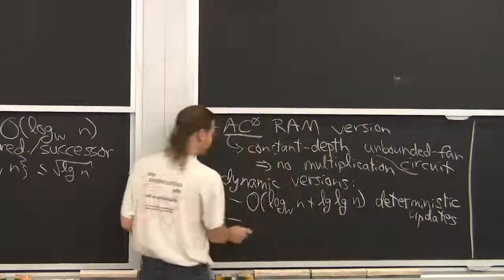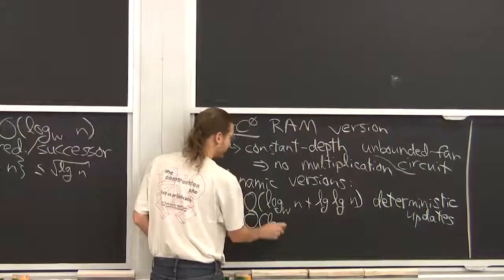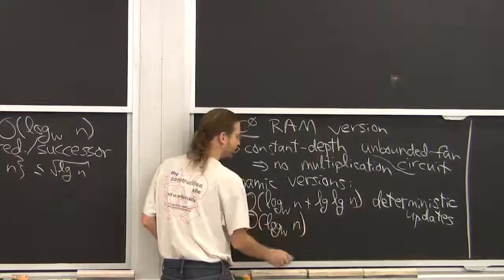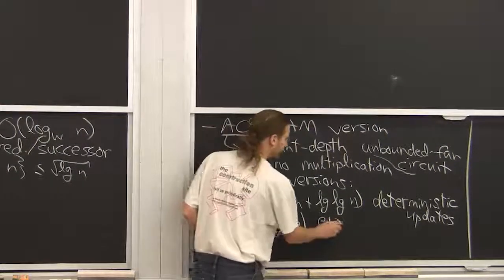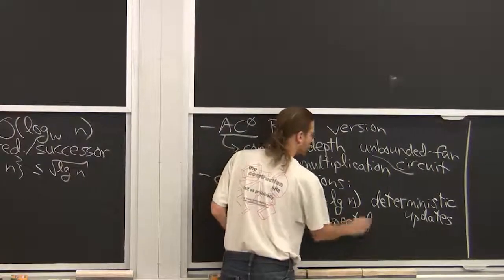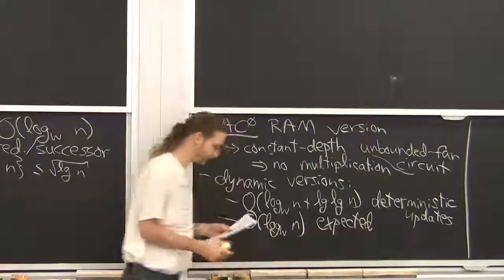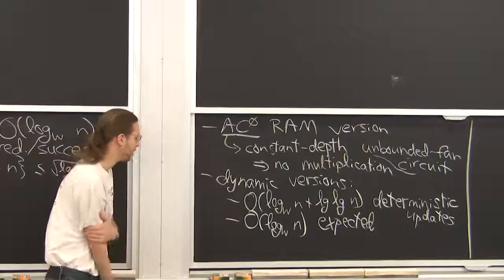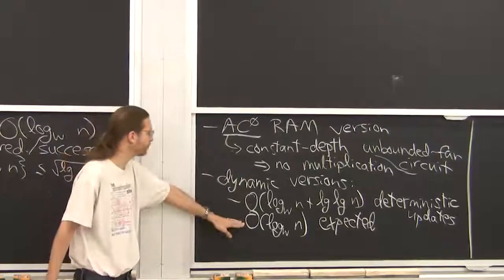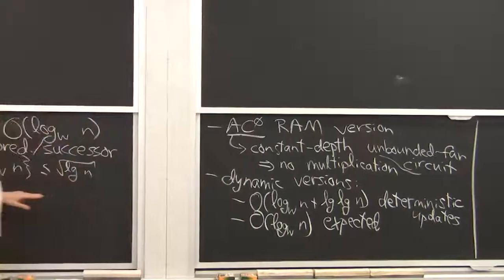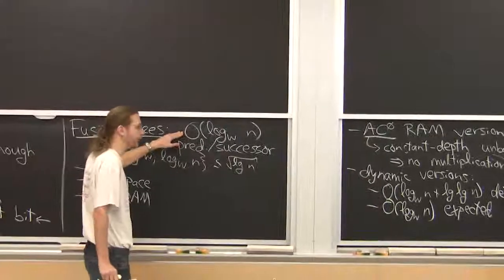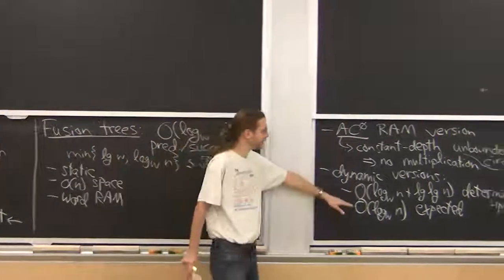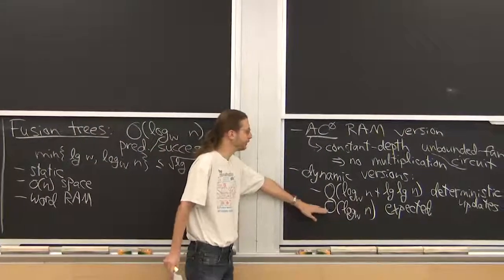There's another version which uses hashing and achieves log base W expected time for updates. This is by Raman. And so this gives you optimal, or matching, I should say, the fusion tree query bound. You can do inserts and deletes in the same amount of time if you allow expected.